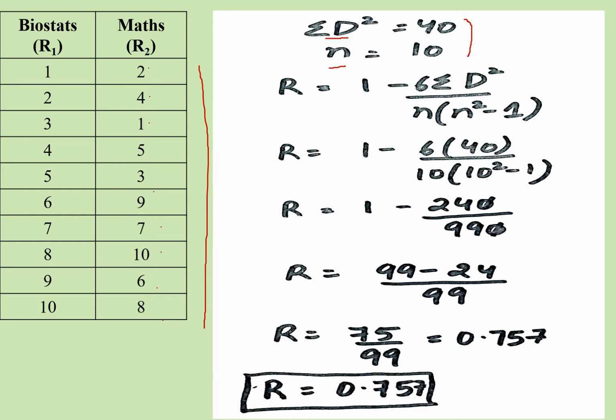Now put the value of sigma d square and n in the formula. R is equal to 1 minus 6 sigma d square upon n in bracket n square minus 1. So R is equal to 1 minus 6 into 40 upon 10 in bracket 10 square minus 1. By solving this, R is equal to 1 minus 240 upon 990. And by solving all these equations, the final value of R is 0.757. So in this way, you can find out the value of R when ranks are already provided in the question.